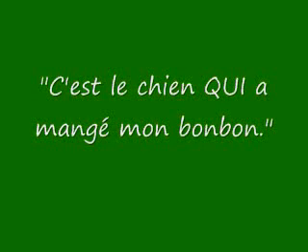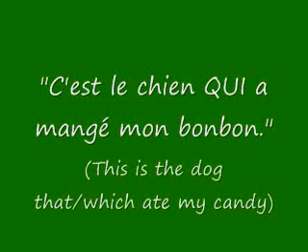So here is a sentence in French that includes the use of qui as a relative pronoun. C'est le chien qui a mangé mon bonbon. This is the dog that ate my candy. Or this is the dog which ate my candy. You will have to be familiar with something called l'antécédent, the antecedent. L'antécédent is the noun that comes right before the relative pronoun. Here it is le chien. Le chien is l'antécédent.